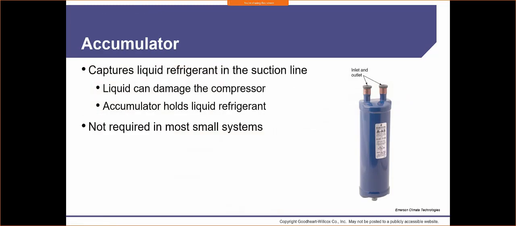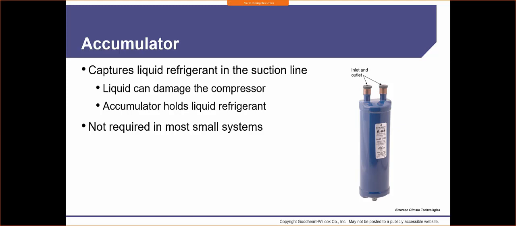So we have an accumulator, okay? The accumulator captures liquid refrigerant in the suction line. Liquid can damage the compressor. We've talked about that. We don't want the liquid hitting the compressor because it's going to damage the reciprocating compressor. The scroll is capable of handling it, but we still don't want that liquid refrigerant getting back there. The reason being, the liquid doesn't compress, so we're going to potentially break something.